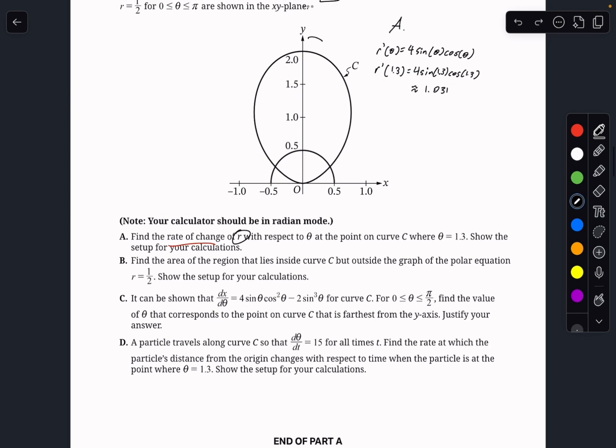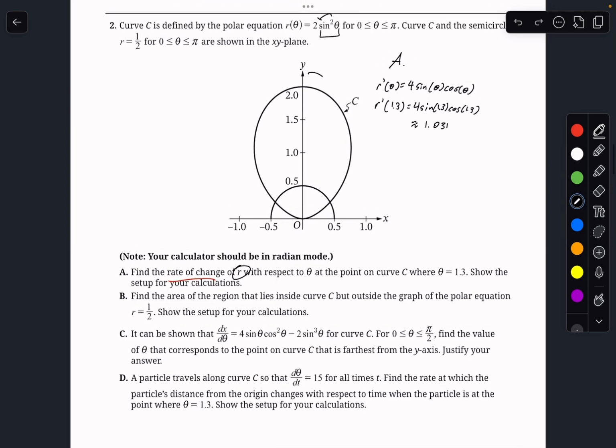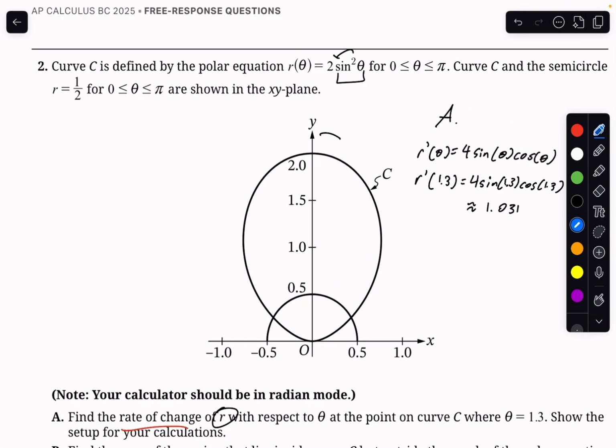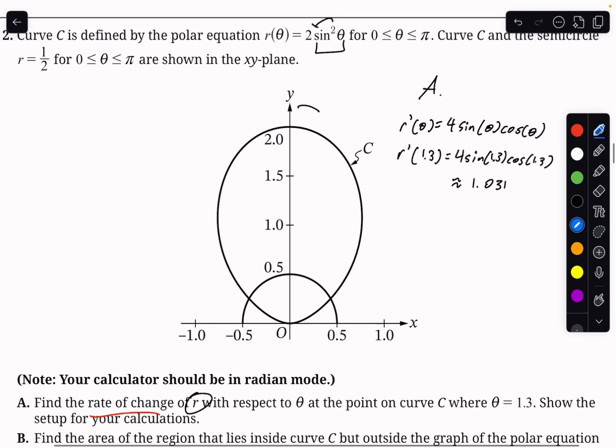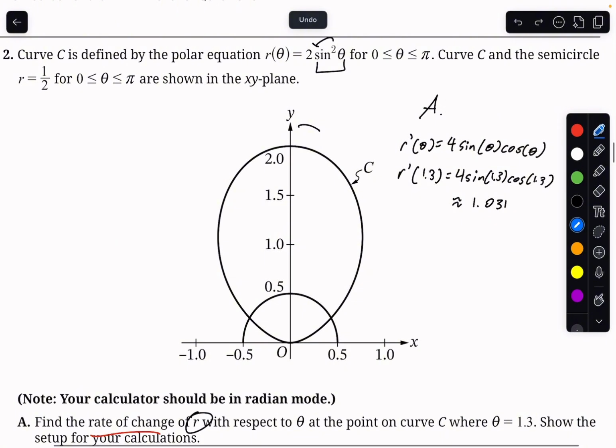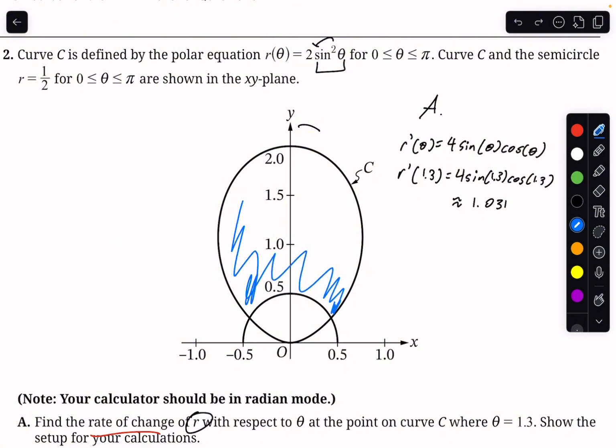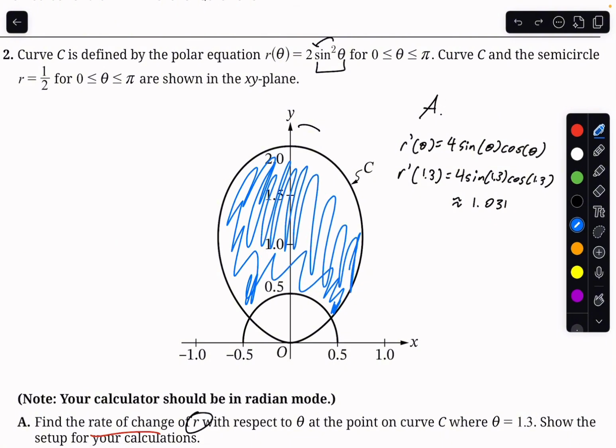Part B, find the area of the region that lies inside curve C, but outside the graph of the polar equation r equals 1/2. Show the setup. Many people got this part of the question wrong, and let's see what it's asking. It wants us to find what's inside of curve C, but not within the circle 1/2. So let's draw this. I'm going to quickly shade this in. This is what's in curve C, and this is not in the curve 1/2. So I'm going to draw this in red. This is the part that is also in curve C, but they don't want us to include that.